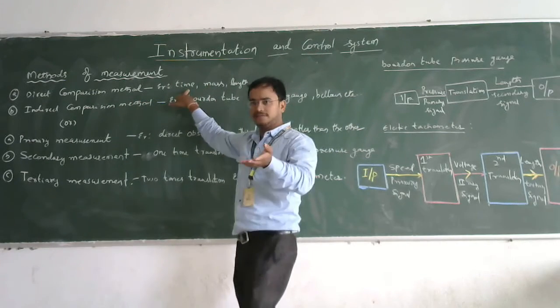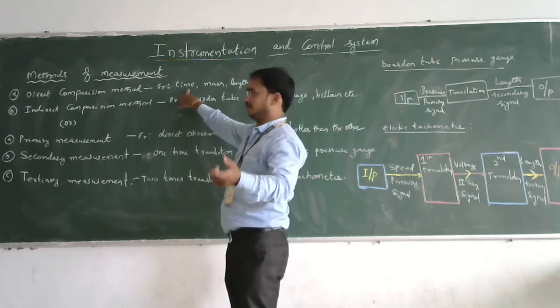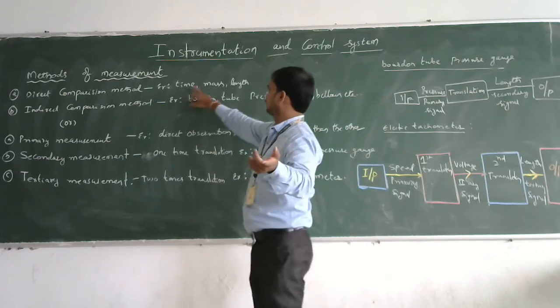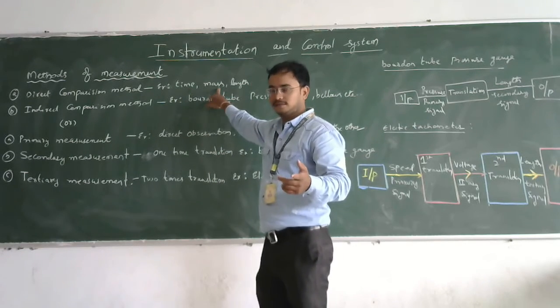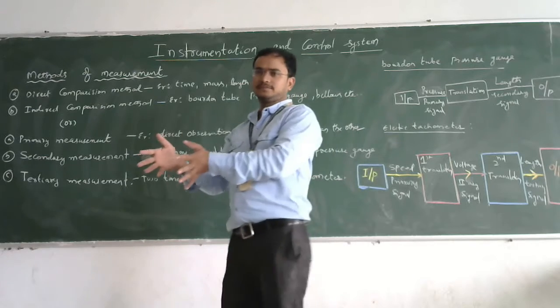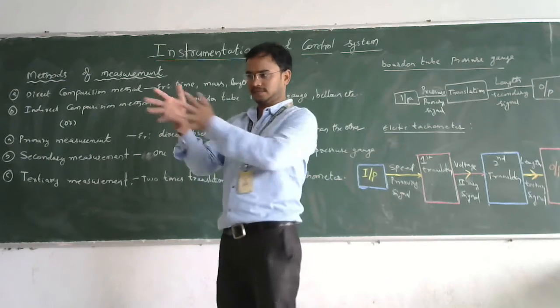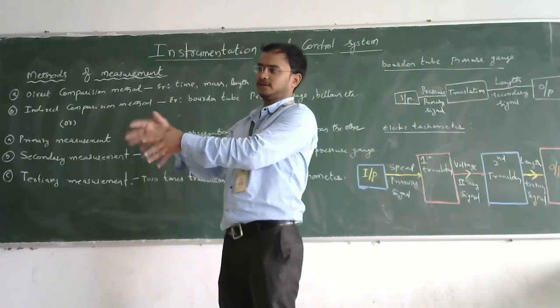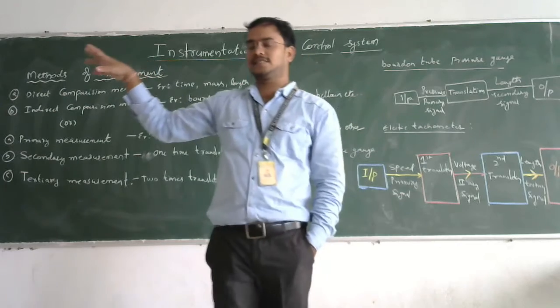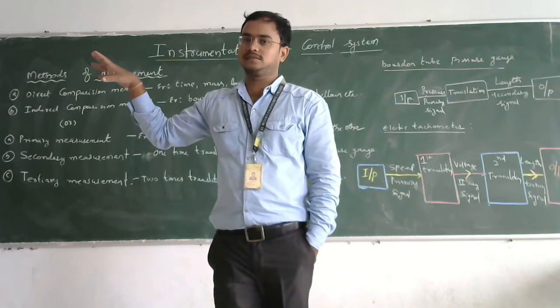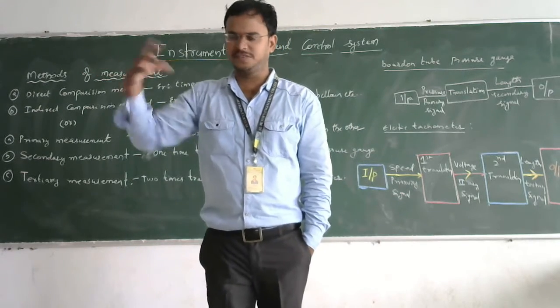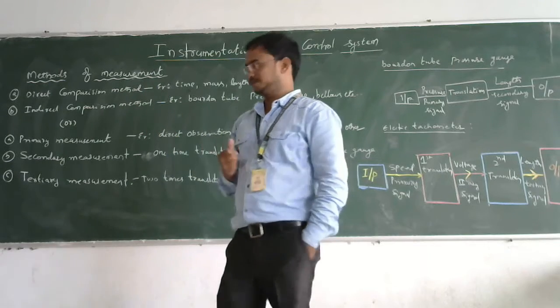Now, mass is also a direct comparison. Use a weighing machine, take some amount of mass, and keep it over the weighing machine and you get a digit. Whatever digit we get, that is a directly measured value.